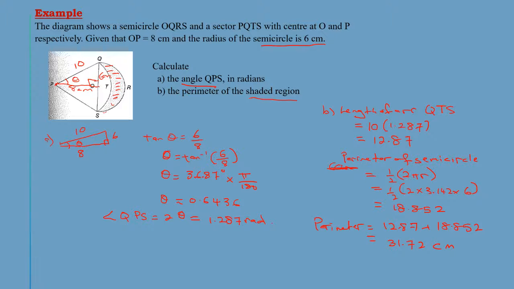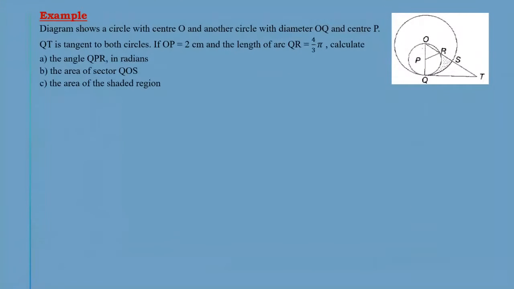Okay, one last question. This might be a question in your paper too. The shaded region is given here. The diagram shows a circle with the center O, and you see a smaller circle with the center P, and the diameter is OQ. QT is tangent to both circles, the big circle as well as the small circle. And given to you, OP is 2.